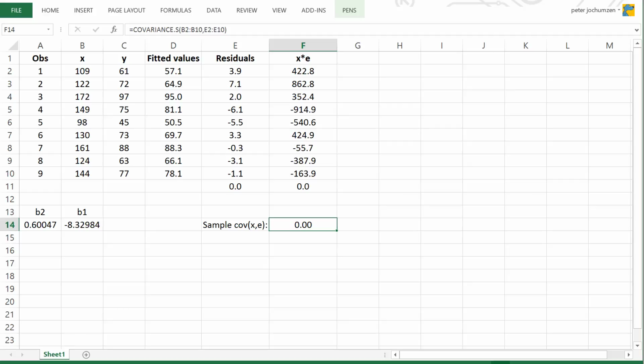Now if you haven't formatted these cells as numbers with a fixed number of decimals, the cells that are supposed to be 0 may actually turn out to be not exactly 0 due to rounding errors. So it could be something like a number times 10 to the minus 16, for example. So 16 zeros and then some numbers. But that's just a rounding problem, because Excel can't calculate numbers exactly.